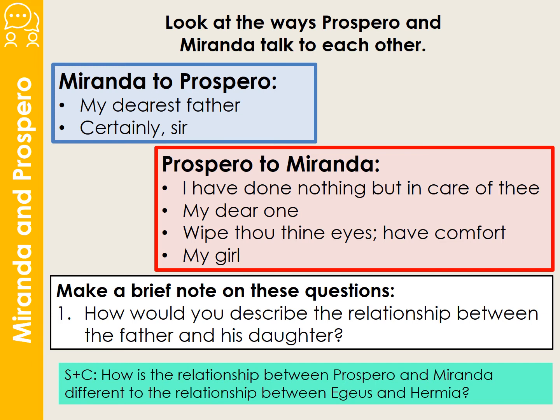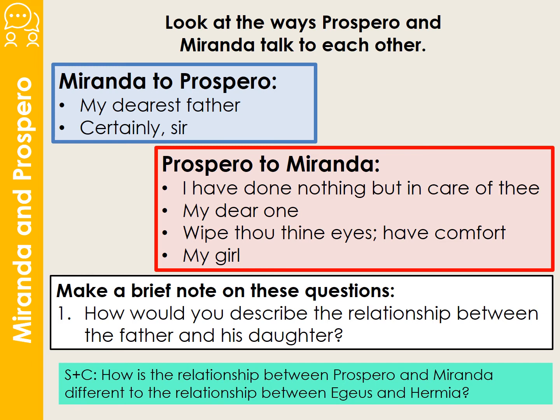Prospero to Miranda, on the other hand: "I've done nothing but in care of thee, my dear one." So there is a lot of love here. "Wipe thou thine eyes, have comfort, my girl." So Prospero clearly cares about Miranda. He clearly has her best interests at heart. He wouldn't want to hurt her in any way deliberately. Now, there are elements in the play later on that might counteract that view, but at the moment, that's how we see Prospero and Miranda. That's how we see the relationship between them. It's full of respect and full of love as well.